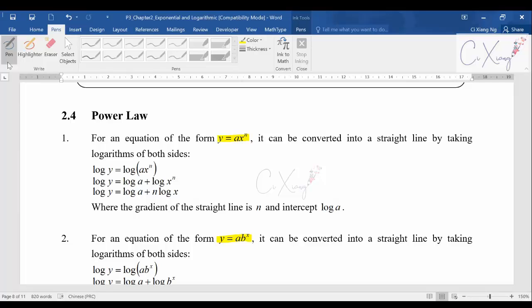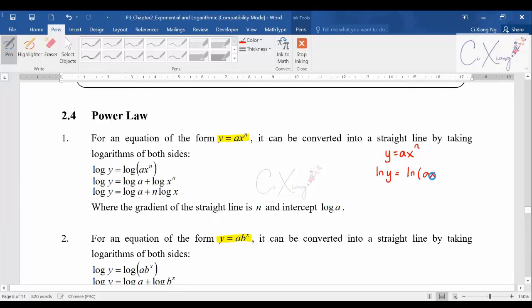Generally, if you want to change y equals ax power n into linear form, what you need to do is take log or ln at both sides. When you take log at both sides, you get this, and after that you expand everything. You'll get this equation. When you have this equation, you can compare it with a linear equation. What is the pattern for a linear equation? It is y equals mx plus c. So I will write this as c plus mx.